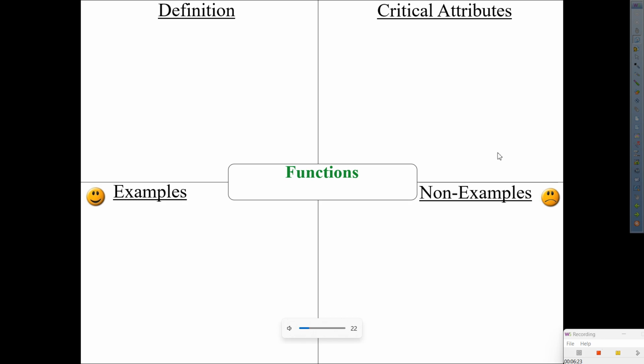Function. Let's see. What is a function? Who haven't we picked in a while? How about Joseph? What is a function? Very good. He said for every input, there's one output. That is correct. And we've seen different types of functions.